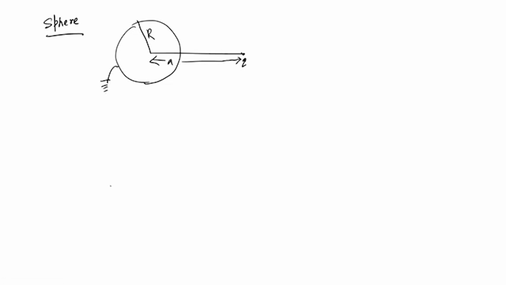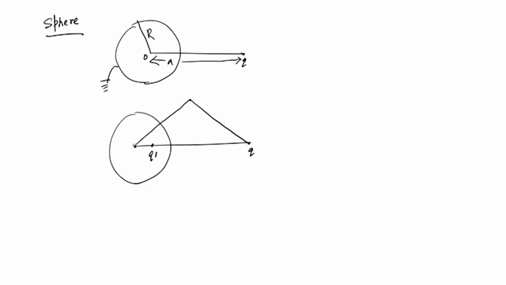Again it is a sort of earthed sphere where the potential is equal to 0. So, what you do is you replace this problem and only draw the sphere, and there is this charge here which is the original charge, and then there is a charge which is somewhere inside, which let us call q prime, and these distances are important. We want to calculate the potential at any arbitrary point.